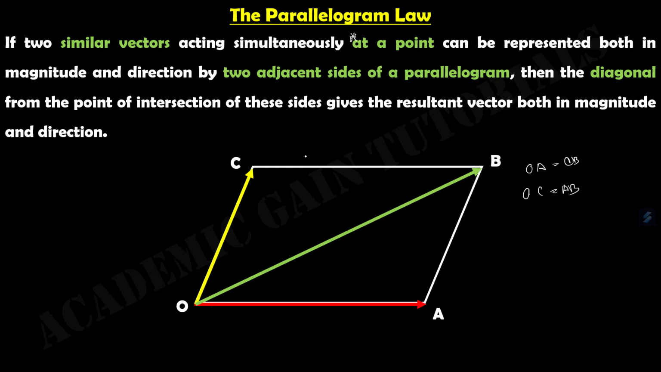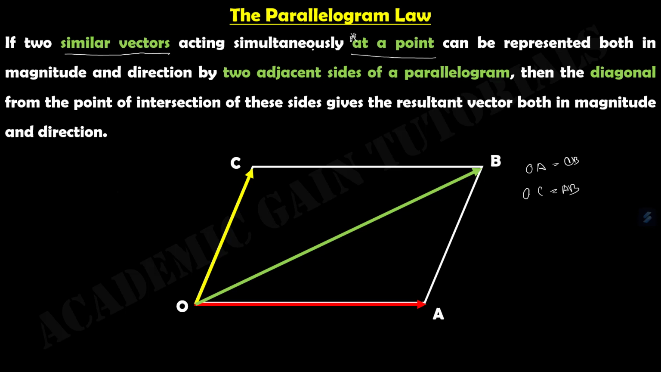This law states that if two similar vectors, we should note this point, two similar vectors, meaning the vectors should be velocity or should be force. But here's the thing, the vectors should be similar. If I take velocity, all the vectors should be velocity. If I take force, all the vectors should be force. If two similar vectors are acting simultaneously at a point, this is another important thing, simultaneously at a point, they can be represented both in magnitude and direction.